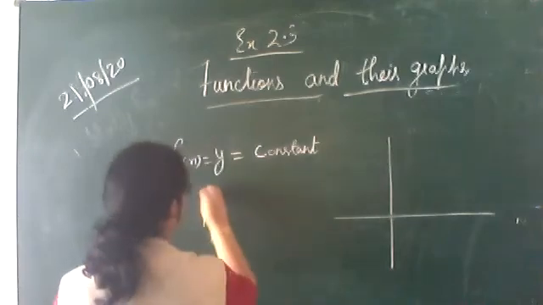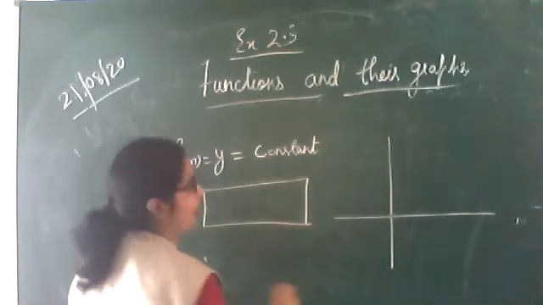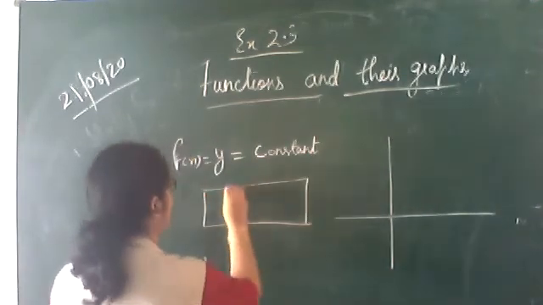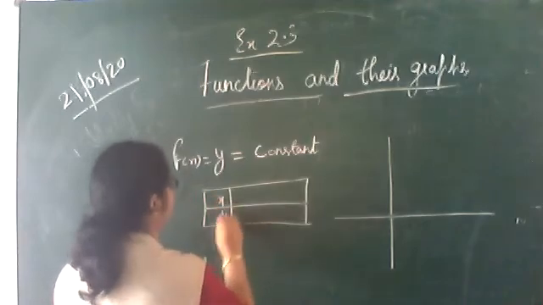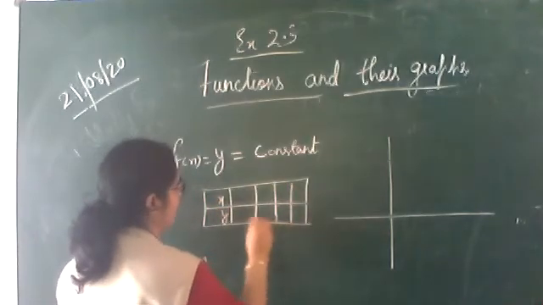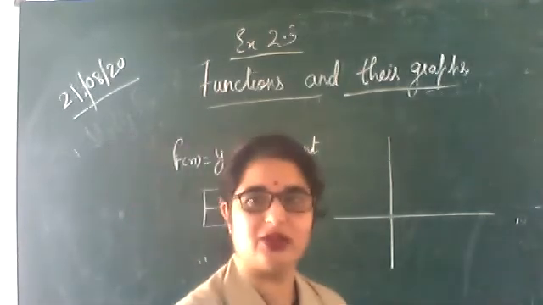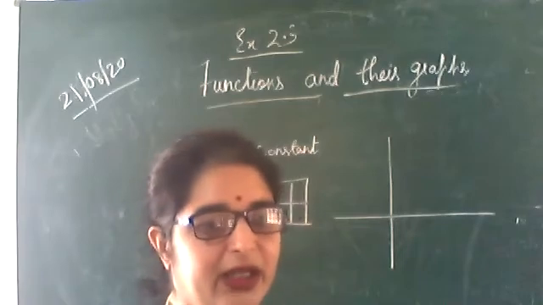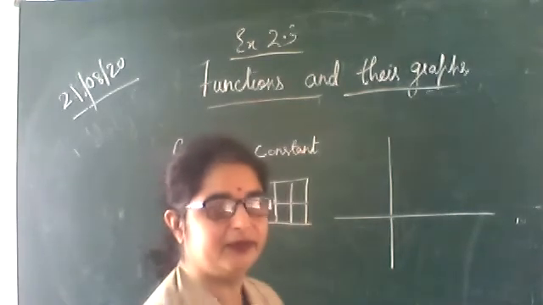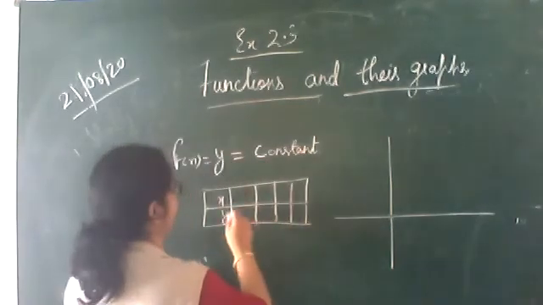Just see. Constant means it will be constant for every value of x. What will be the graph? X, y. Please mute yourself. Otherwise, whatever is happening at your home, all the voices are coming here. So please mute yourself. Just see x and y.